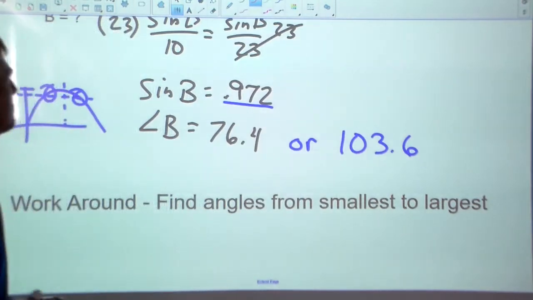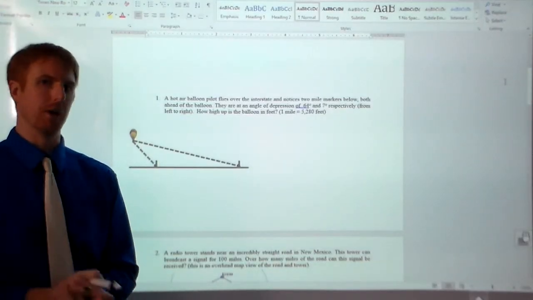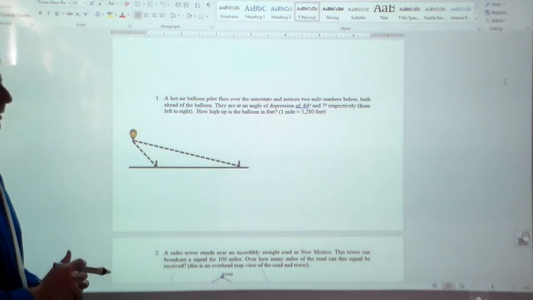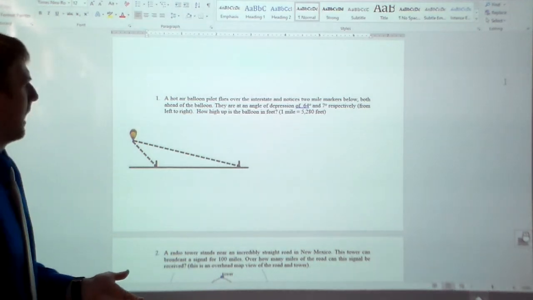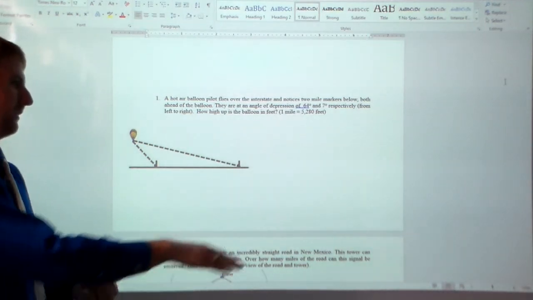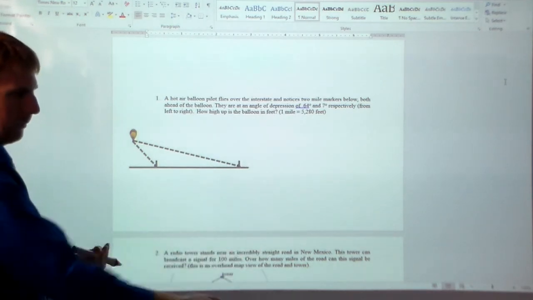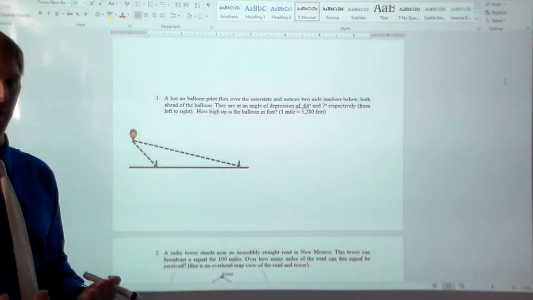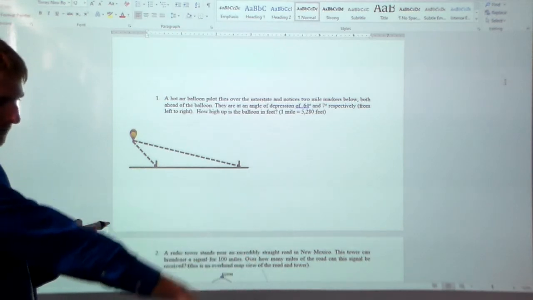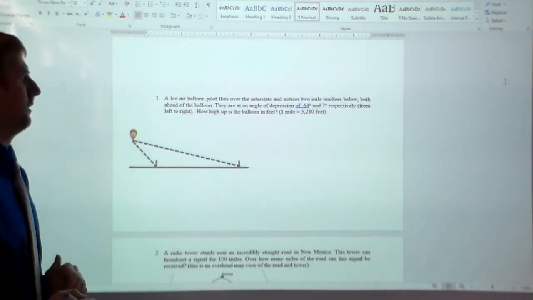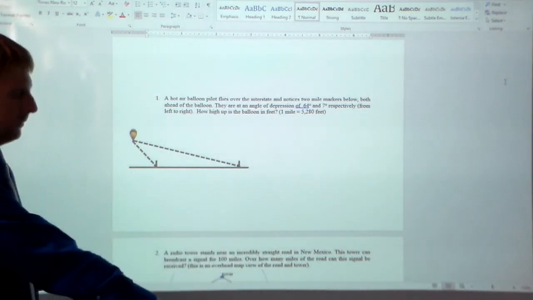The first homework problem you come to is someone in a hot air balloon going over top of an interstate highway, and they see a couple of mile markers. We can actually figure out our altitude by looking at those two mile markers and taking some angles to them. And that's what they're going to do. They're going to figure out their altitude by doing that.